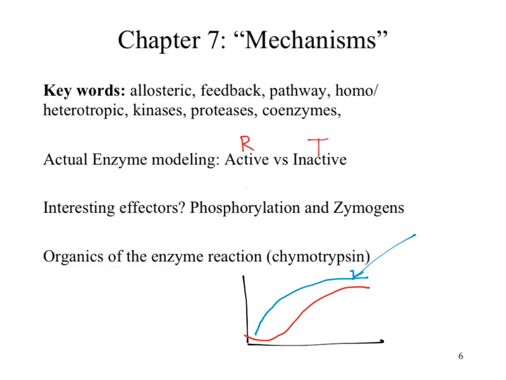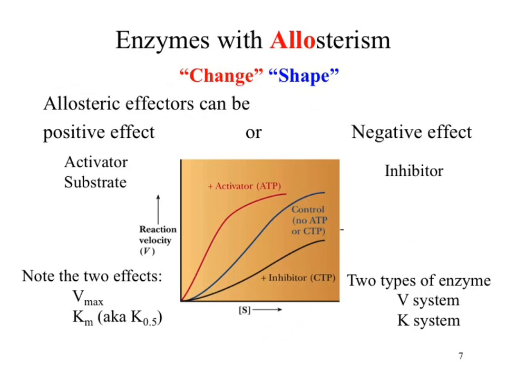We run into some interesting effector examples. We can talk about phosphorylation and zymogens. So two interesting little things come out of it. And then we look at the organics of enzyme reactions, about time if you ask me. So what's happening in organic chemistry, what types of reactions occur, how does that actually translate into what our proteins go through and do?